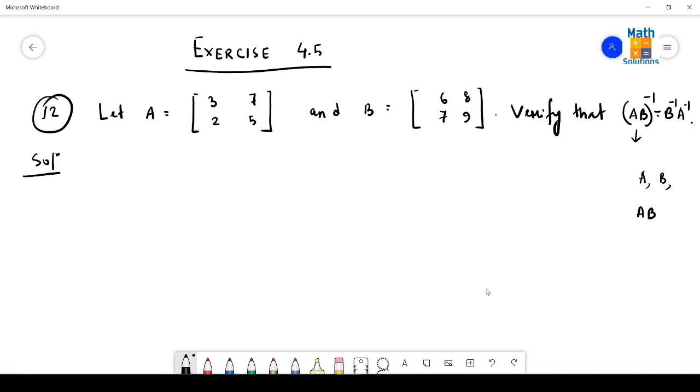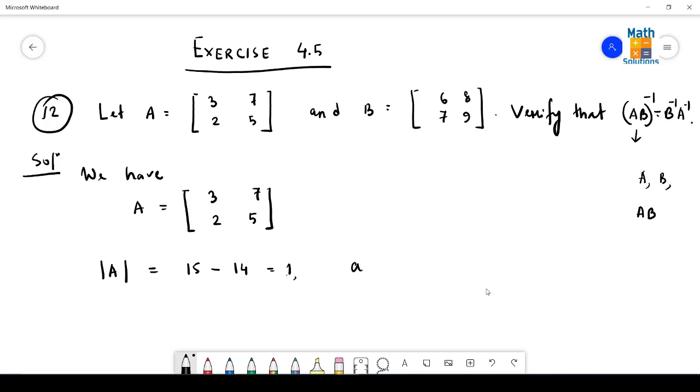So here we start. Let us first find the inverse of A. We have A equal to 3, 7, 2, 5. Its determinant value is 15 minus 14, the answer is 1. This is not equal to 0, so it is possible for us to get the inverse of this matrix A.